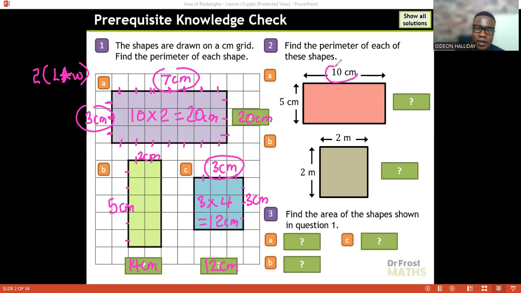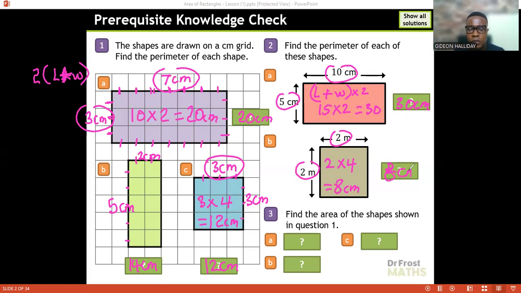Now here we don't have the grid, so we have the length and the width. So that's length plus width, L plus W, times 2. So 10 plus 5 is 15, 15 times 2, and that's 30 centimeters. Now for the other one, there's 2 and 2. So that's a square, obviously. So you can do 2 times 4 because there are four sides. Just pick one side, and that equals 8 centimeters for the perimeter here. Good job.